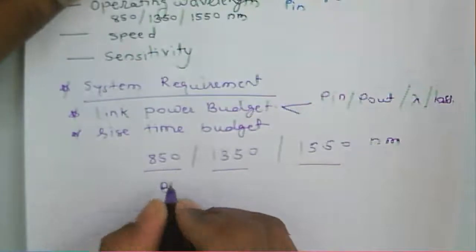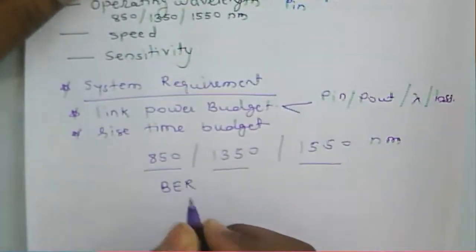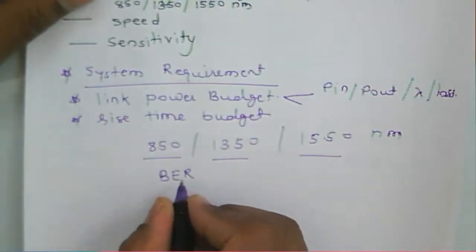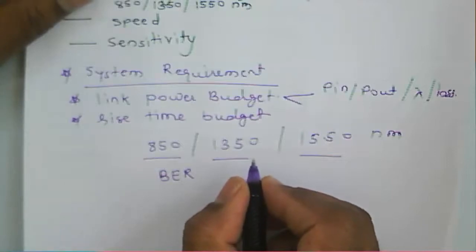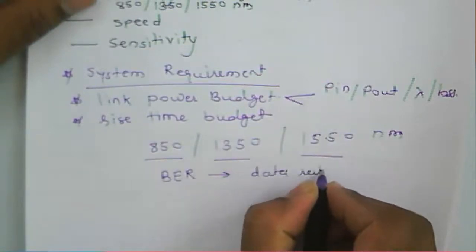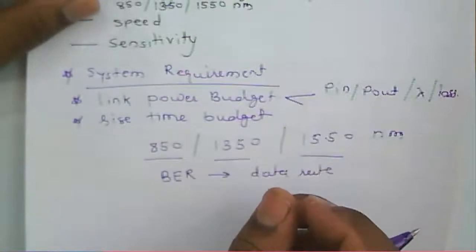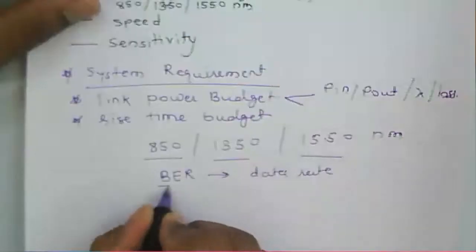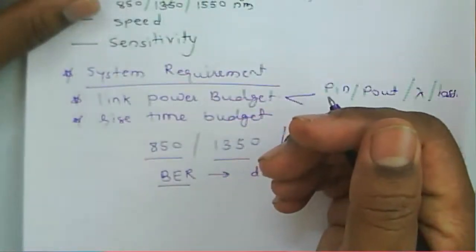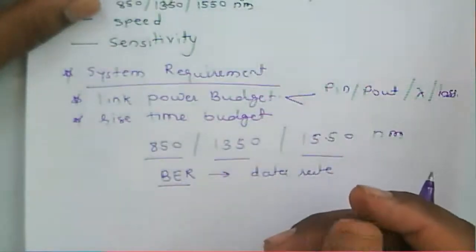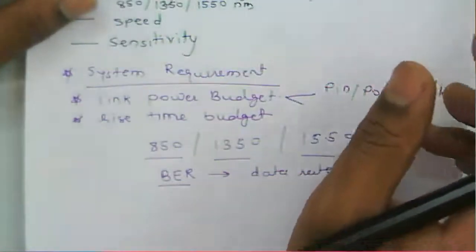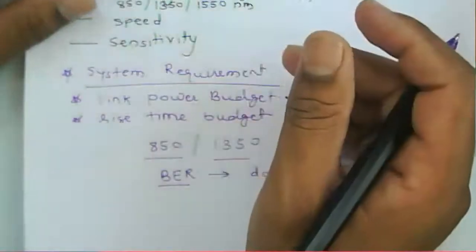And that is about the transmitter side. But at the receiver side, we need to talk about the bit error rate requirement at a specified data rate. So that's why we say there is a BER requirement for the receiver, and then how much power is required for generation of that BER at a specified data rate.